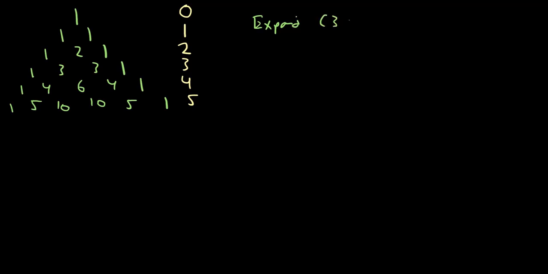(3x + 2y) to the 5th power. For this question, we're going to look at row 5 of Pascal's triangle, and we're going to write down the coefficients. So the coefficients are 1, 5, 10, 10, 5, 1. So you can see that there are different terms than a plus b. Now there's 3x plus 2y.